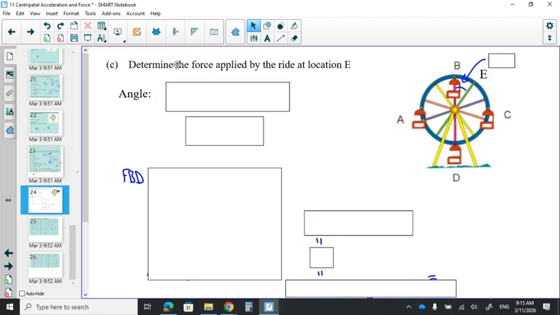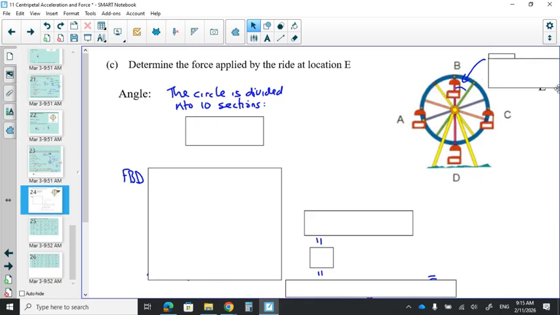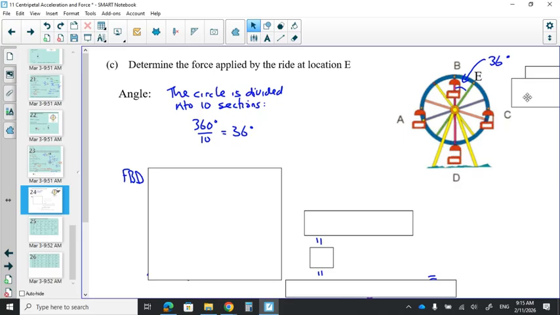Yeah, so the angle, add an angle, right? So determine the force applied by the ride at location E. I added in a new one for us here. It wasn't in the textbook, but it's good to be able to do. So we need to get that angle, right? Well, that angle would be 360 degrees divided into, it looks like, 10 equal pieces. So we're going to have a 36 degree angle there.